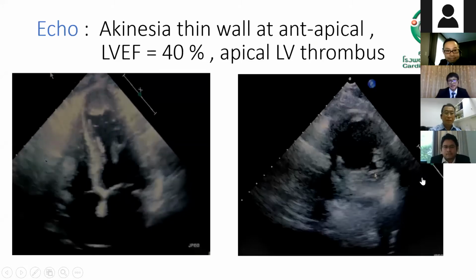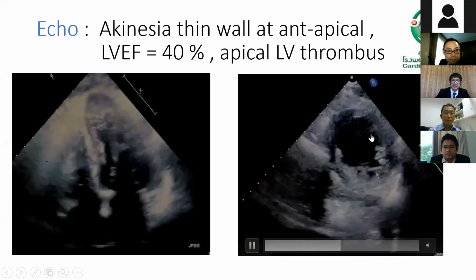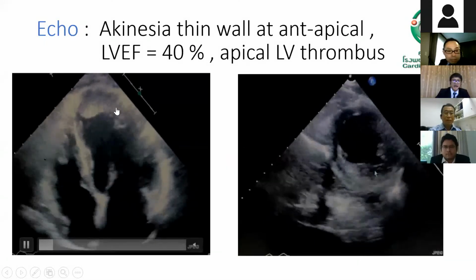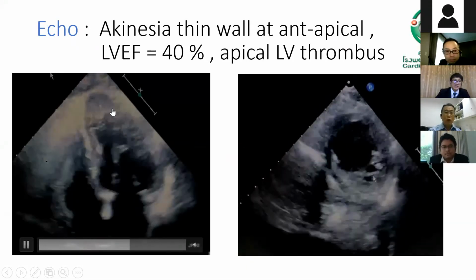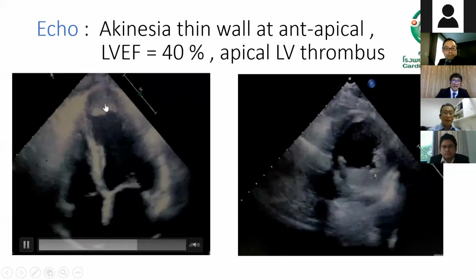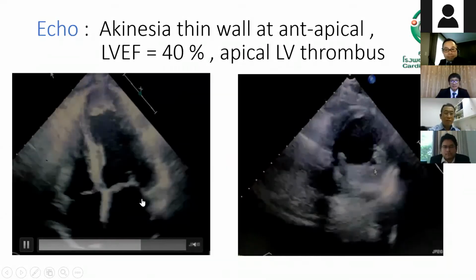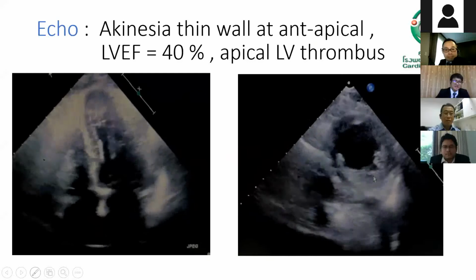This is the echocardiogram. At the first time, it showed hypokinesia at the anterior wall and very severe akinesia at the apical portions, with ejection fraction around 40%. And you can see the apical LV thrombus here with minimal mitral regurgitation from the echo.